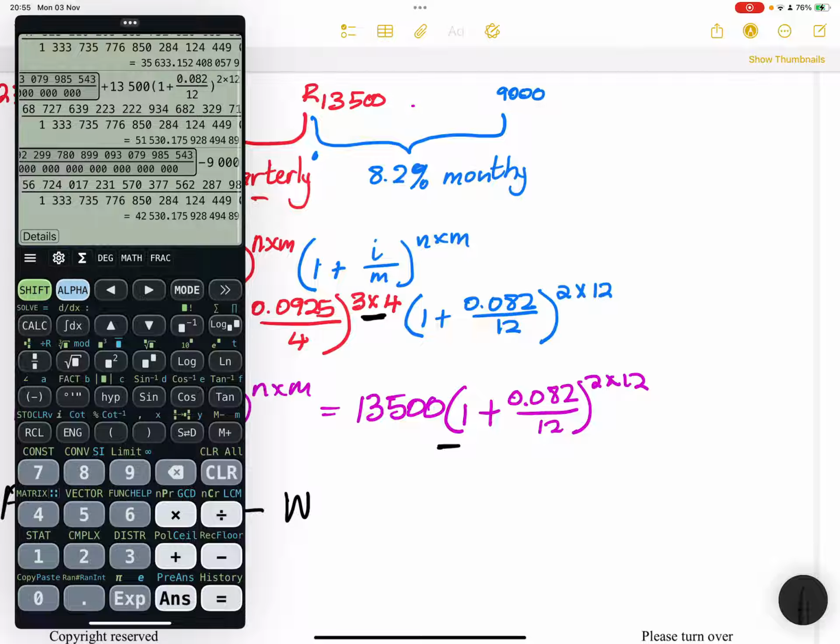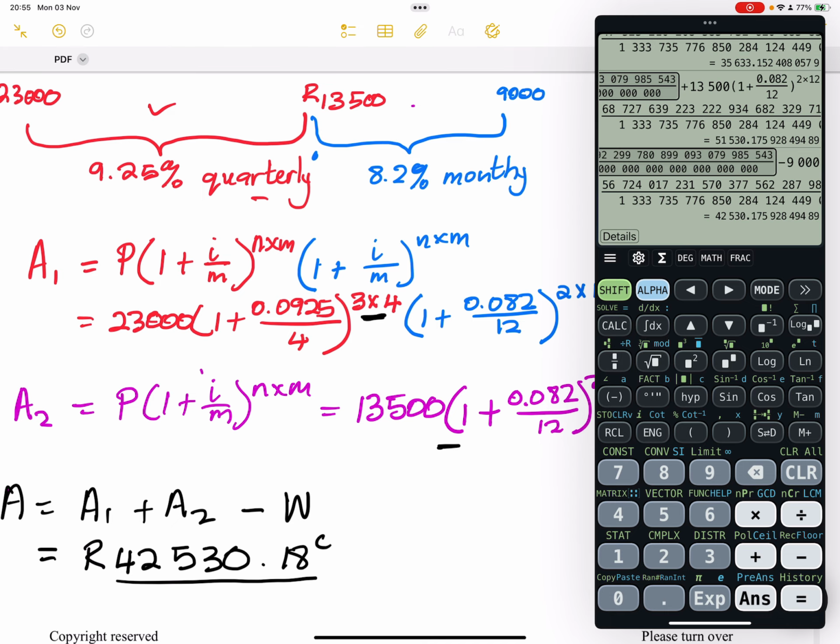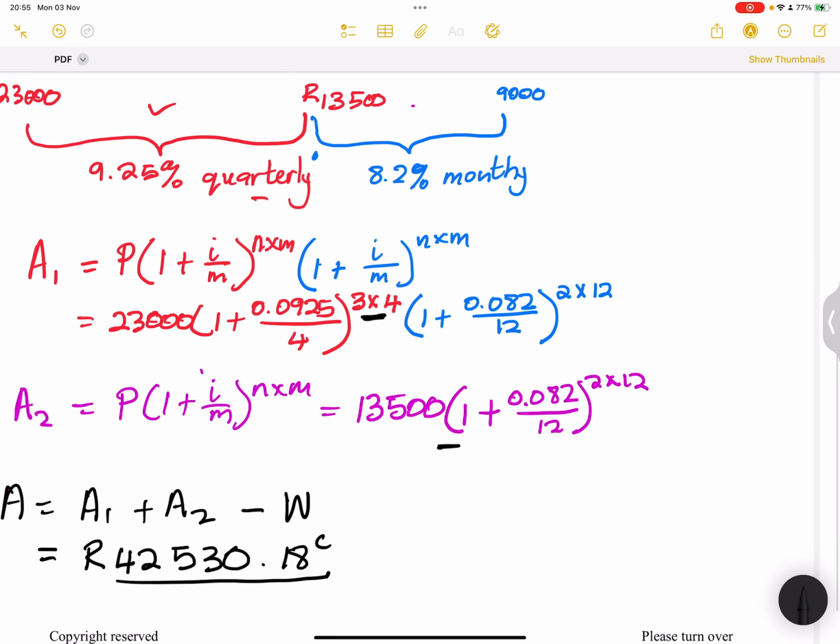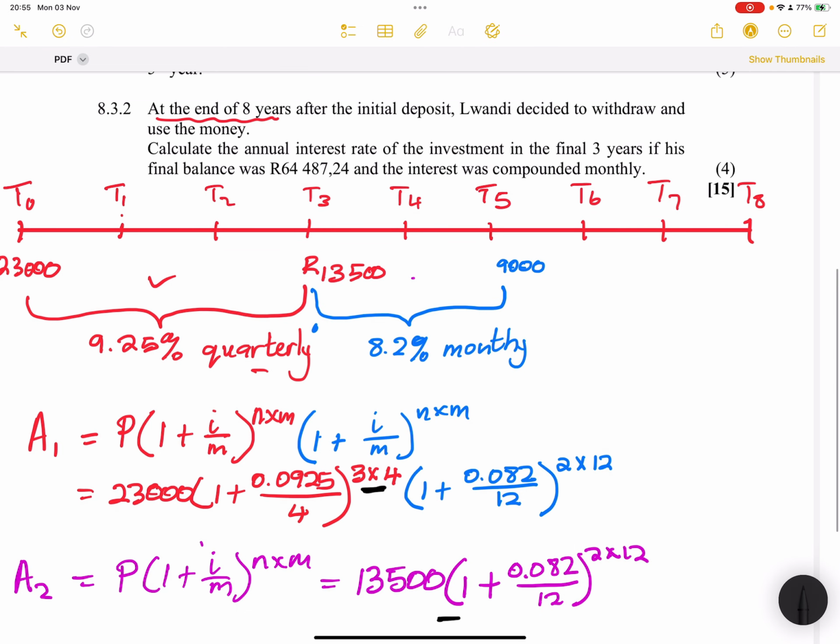So that will be, please confirm with me, I've got an amount of 42,530 and, well, let's say 18 cents. Okay, right, so that's 42,530 and 32 cents. So that's what we have at the end of that 5-year period. All right, now let's look at the next question.